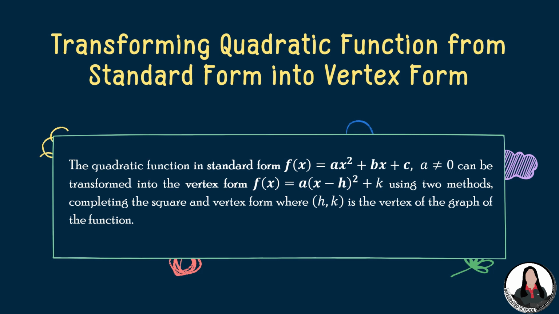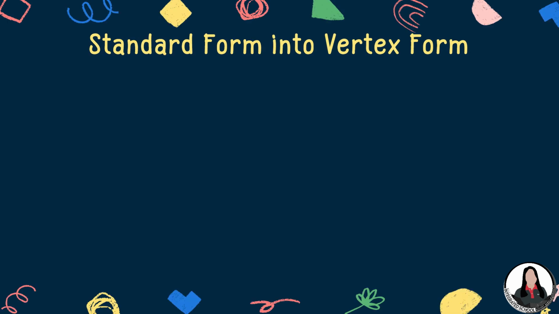The quadratic function in standard form, f of x equals ax squared plus bx plus c, wherein a should not be equal to 0, can be transformed into the vertex form, f of x equals a multiplied by the quantity of x minus h quantity squared plus k using two methods, completing the square and the vertex formula, where h and k, or hk, is the vertex of the graph of the function. Okay, so to simply put, let us further discuss this.